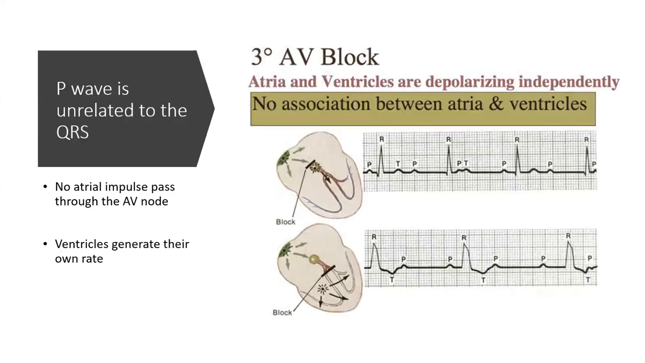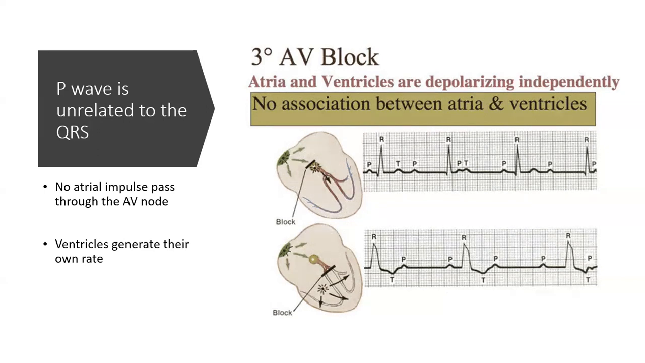In your third degree AV block, your P wave is unrelated to the QRS. So if you look at this, you've got random P waves here. None of them are actually connected with the QRS. So no atrial impulse passes through the AV node, and the ventricles generate their own rate. So that's what you're really looking for: do I have a bunch of P's without them following your QRS?